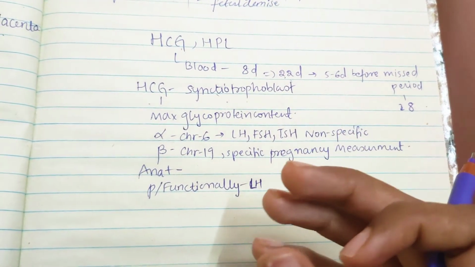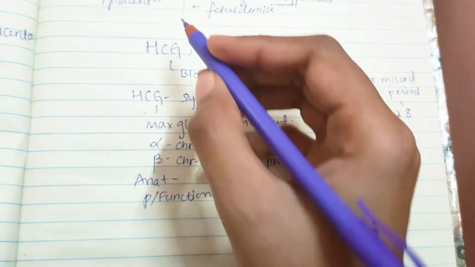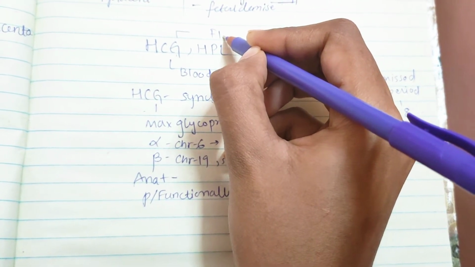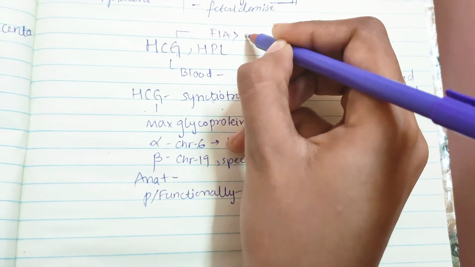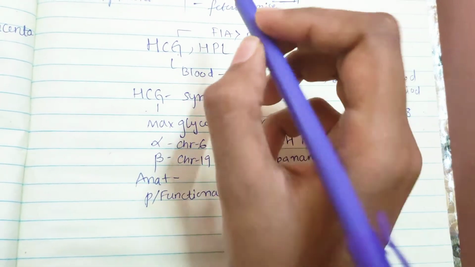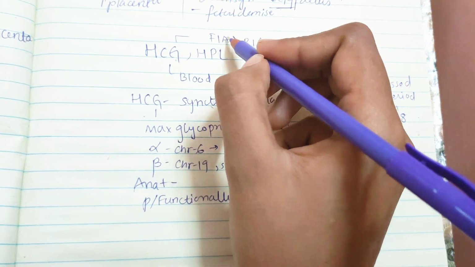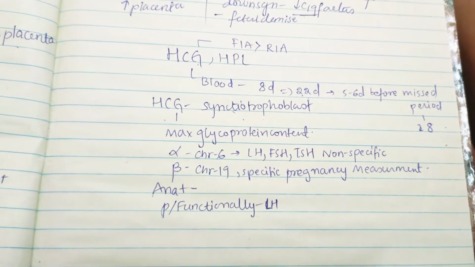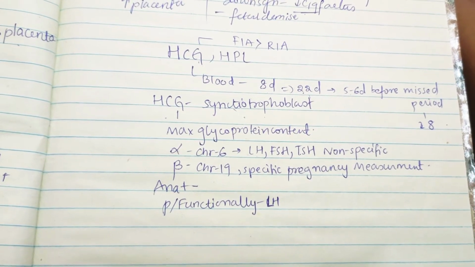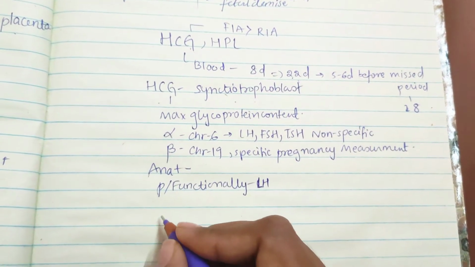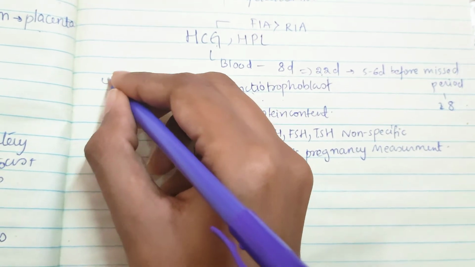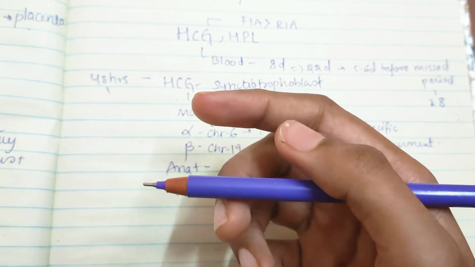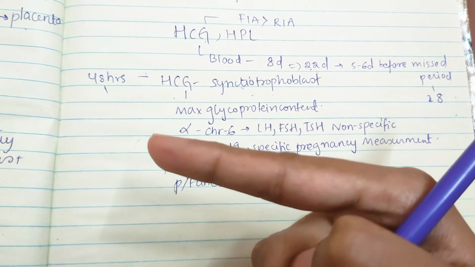And what is the most sensitive test to detect HCG? You can do the fluorescence immunoassay test. This is better than radioimmunoassay. So fluorescent immunoassay is the best test to find HCG. Now coming to levels and functions of HCG. HCG will increase every 48 hours in early pregnancy. In early pregnancy, every 48 hours you will see HCG values increase.